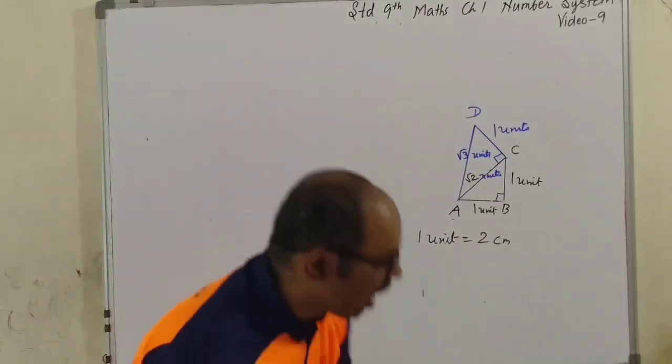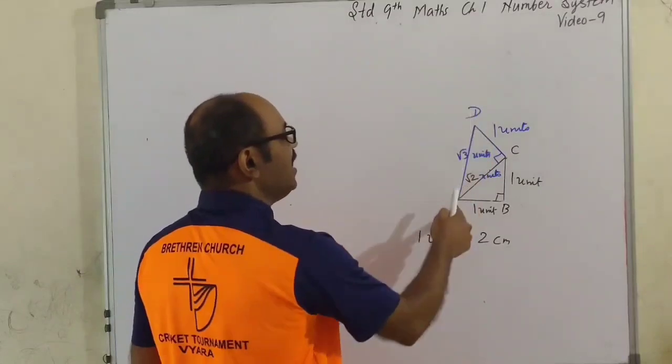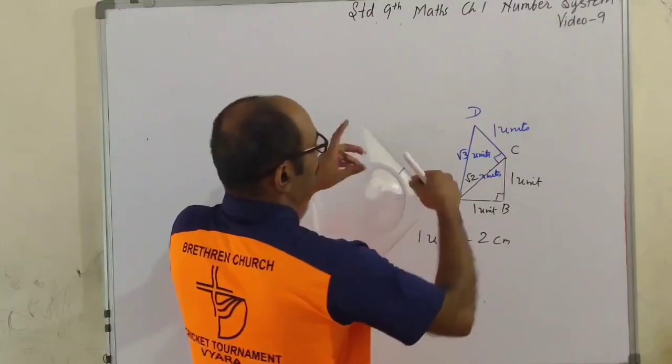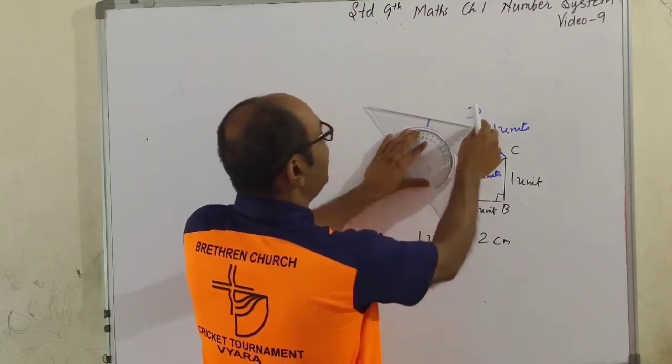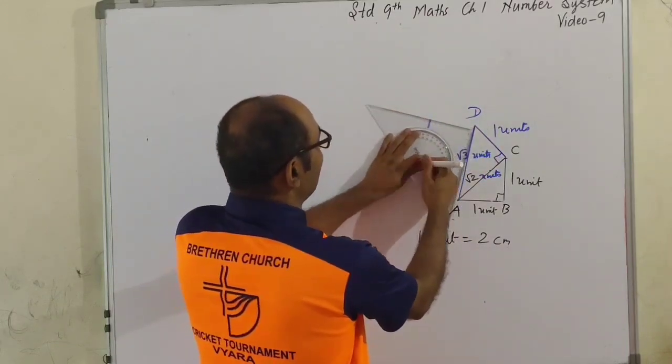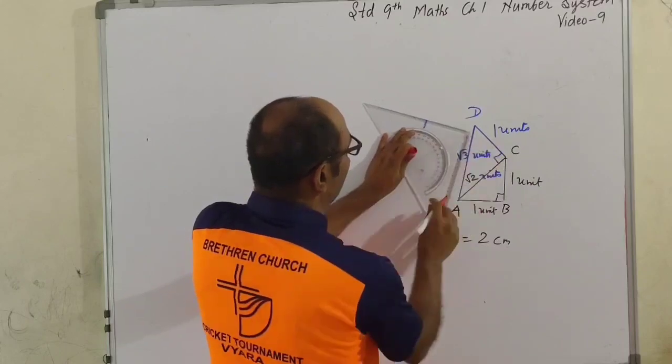Construct the next one now. Now AD is the side. Perpendicular edge, keep it along it, and DE is another line segment that I am drawing.